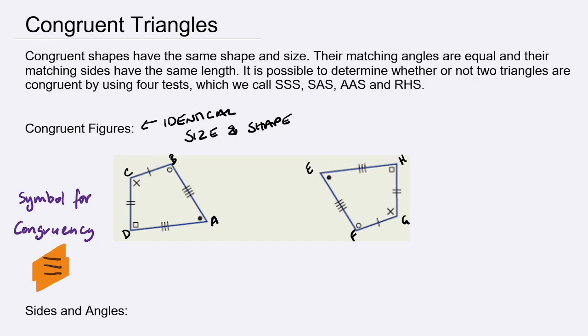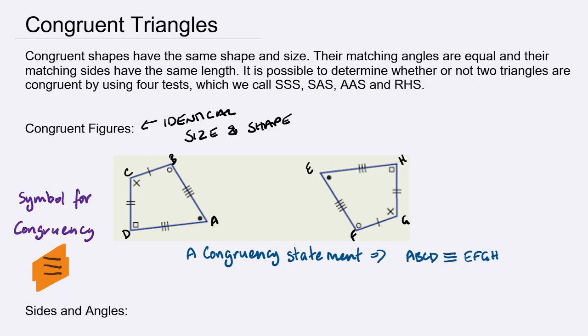Now, if I was to write that these two shapes were congruent, that would be a congruency statement. Okay, so the congruency statement is then A, B, C, D, and my congruency symbol, so my 3 horizontal parallel lines, and then just the letters for the second shape. So that's saying shape 1 is congruent to shape 2.